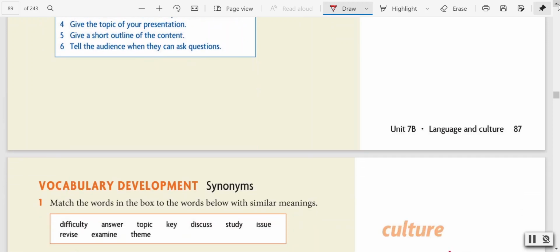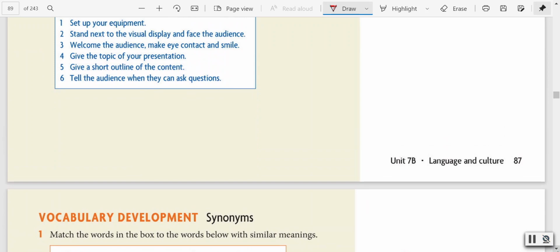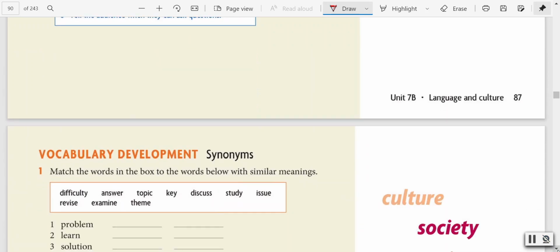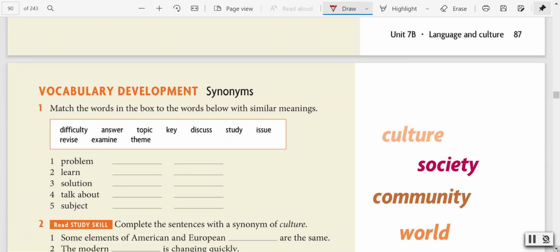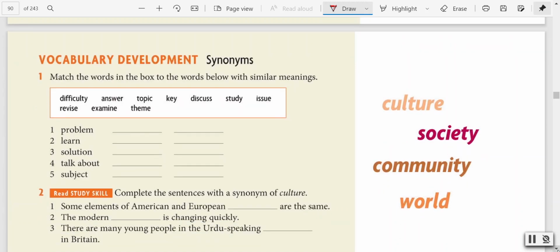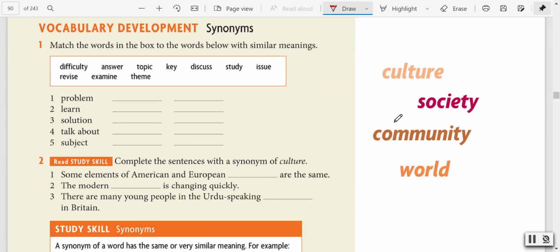And that's all about this. About speaking part. In here for vocabulary development, the third part, synonyms. In here we have synonyms. It means same meaning.